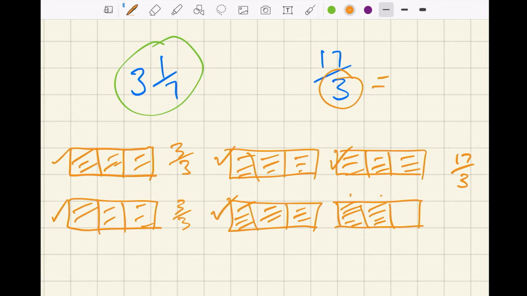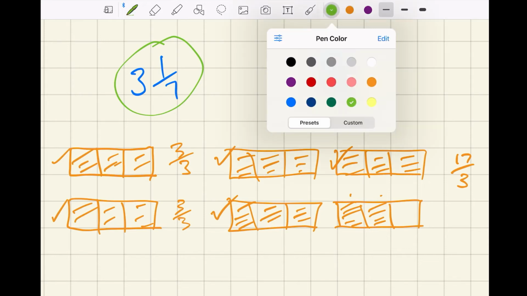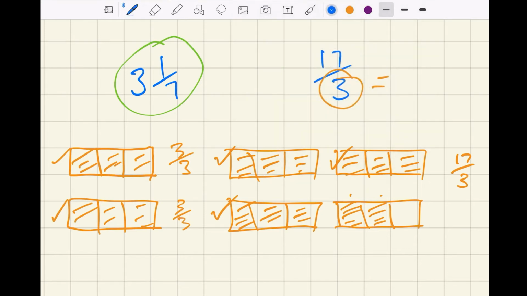And you can see now what the mixed number is going to be. We'll look at the wholes. 1, 2, 3, 4, 5. 5 whole shapes are coloured in, and 2 of the 6th shape are coloured in. So it becomes 5 2/3. So that's the concept behind the improper fraction becoming the mixed number.